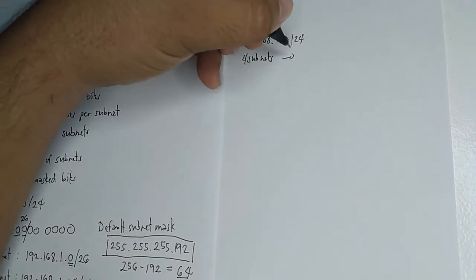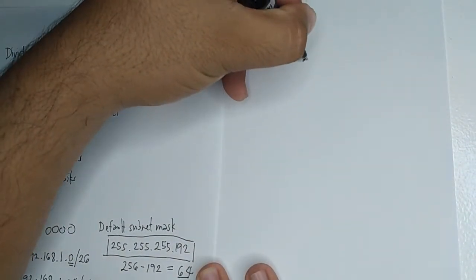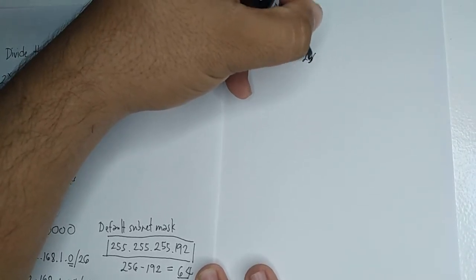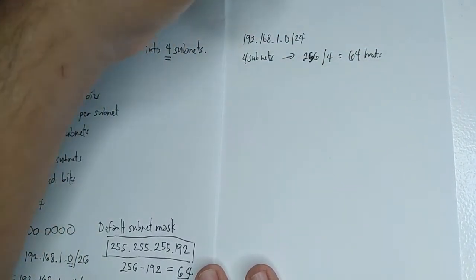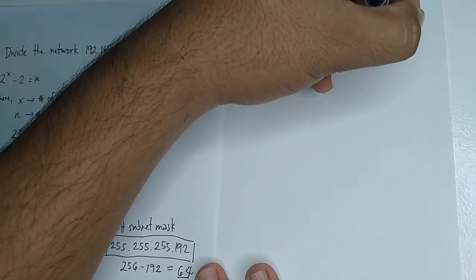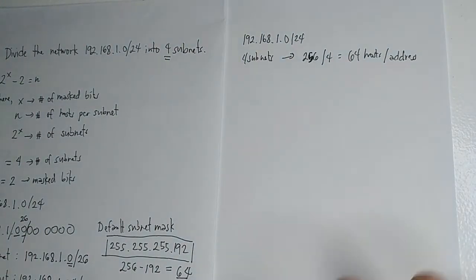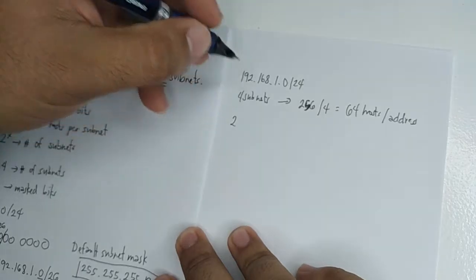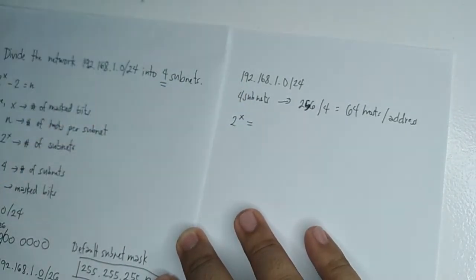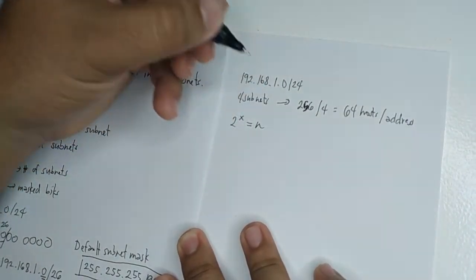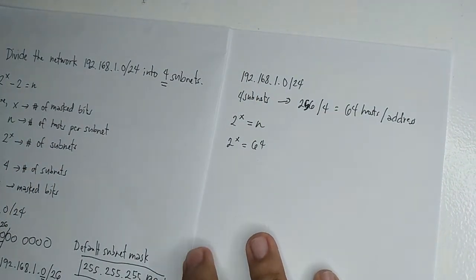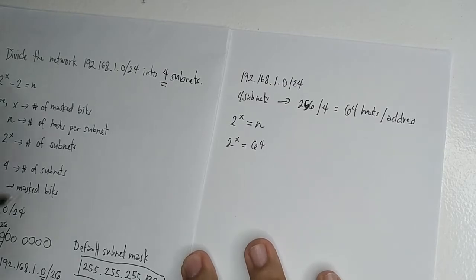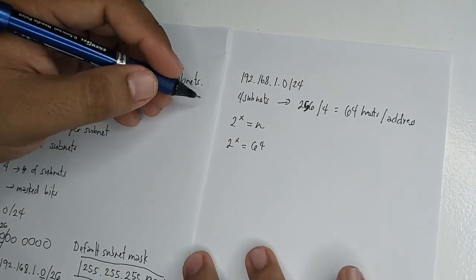We know that one full octet has a value of 256. With 4 subnets, this will have around 64 hosts, or addresses. So we will use the equation 2 raised to x equal to the number of hosts, n, where 2 raised to x equal to 64. Each location in the binary number system has an equivalent value. So what is x when 2 raised to x equals 64?